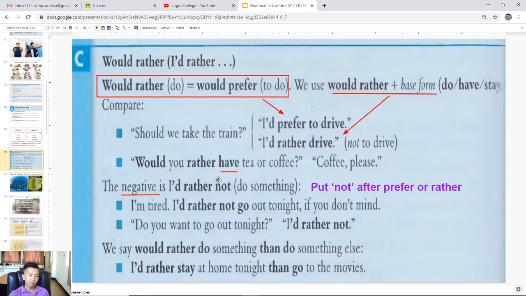Okay. If you want to say no, remember we put not in between rather or prefer and the verb. Okay, you put it right between rather or prefer and the verb. Okay. I'd rather not do something.